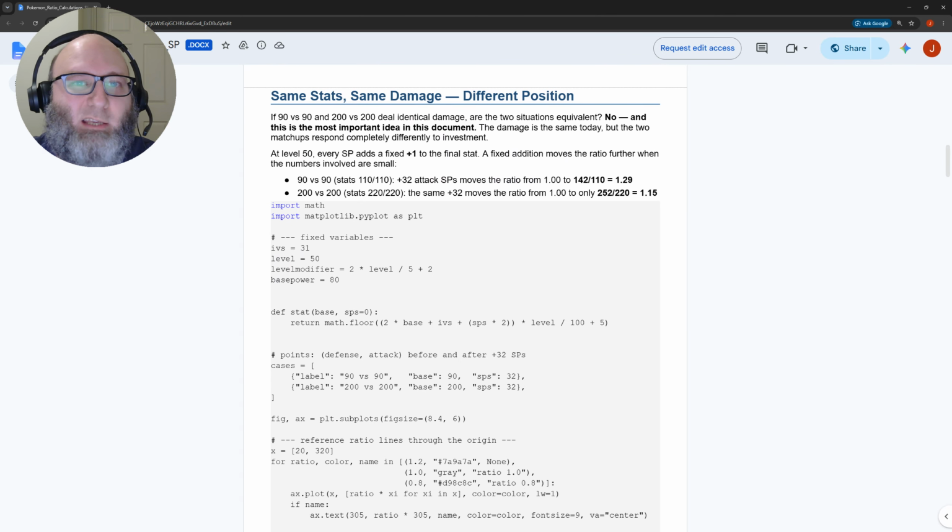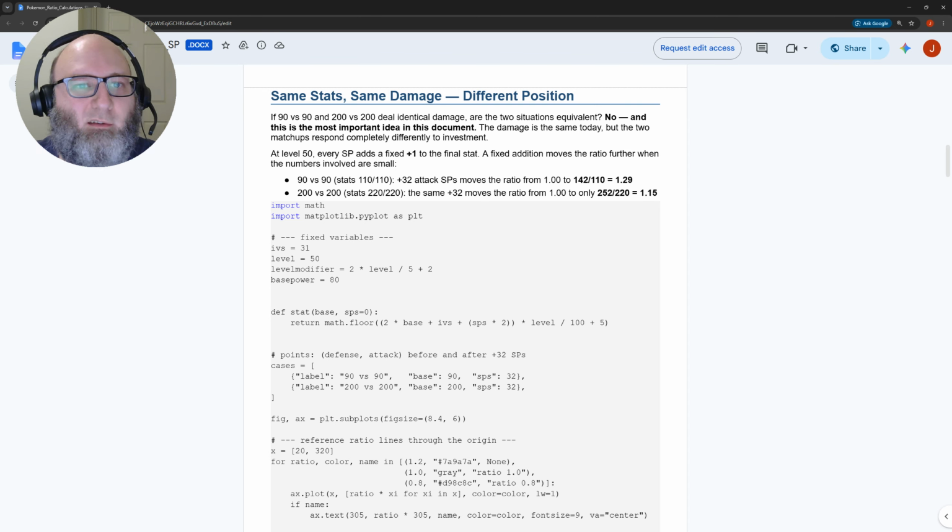So if it's the same stats, same damage, it's to do with different positions. So again, using the example, if 90 versus 90 and 200 versus 200 deal identical damage, are the two situations equivalent? And the answer is no. And that is the most important idea in this document, that the damage is the same today, but the two matchups respond completely differently to investment.